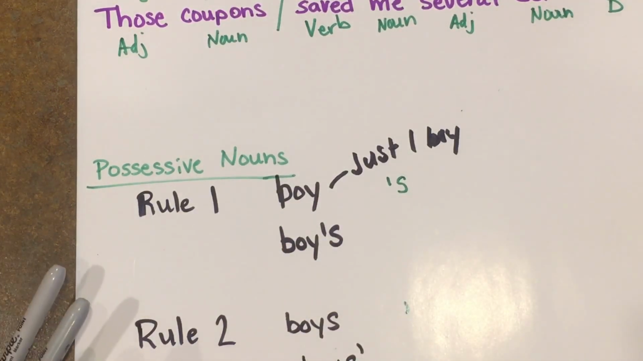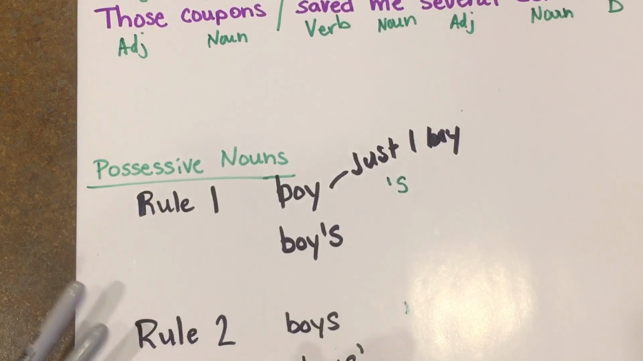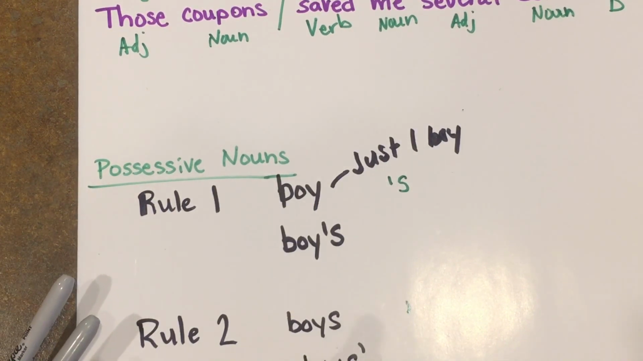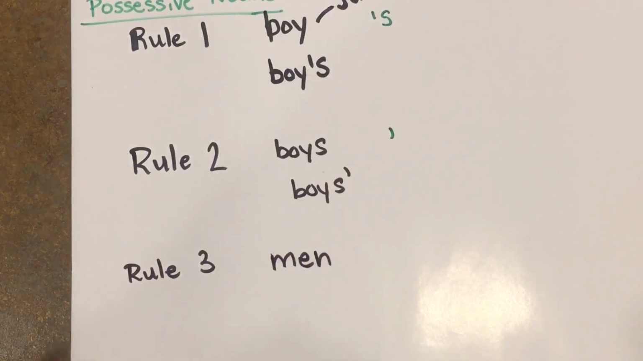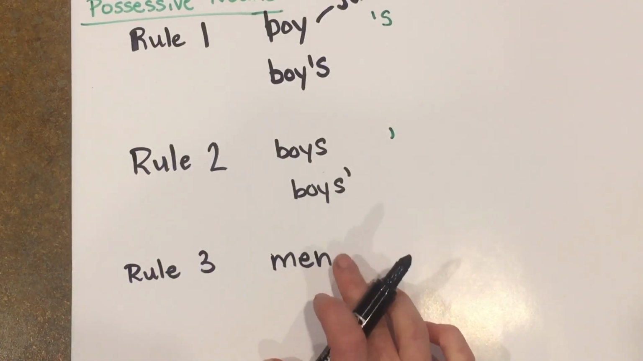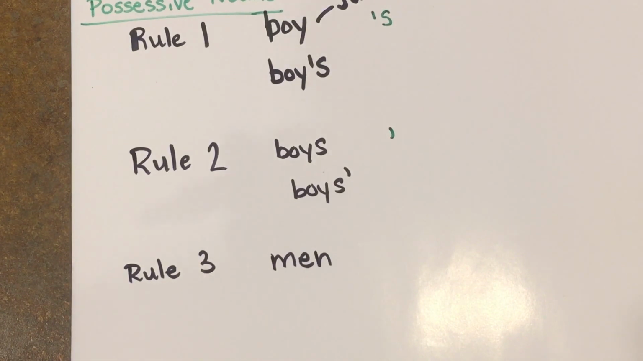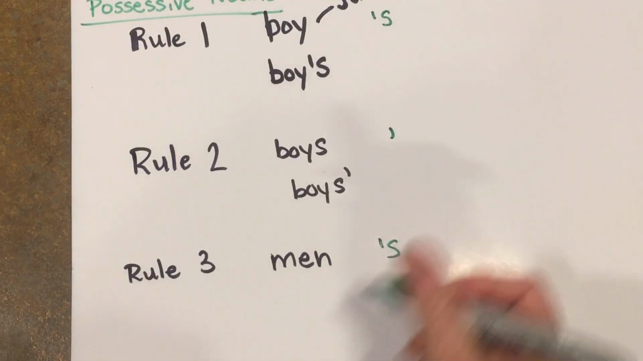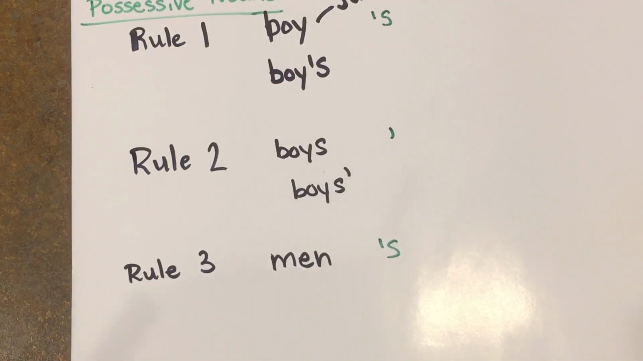And then the last rule: what if it's already plural without an S? What if it was men? Men, we know it's more than one man, and there's no S on it. So what we do is add an apostrophe S. So men's.